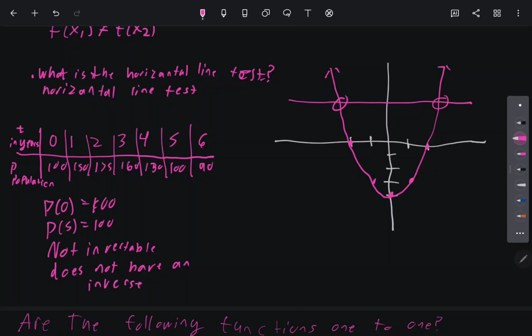Continuing on, this graph of the parabola that we have, we use the horizontal line test, and we'll see again that it intersects the curve at more than one point, if my pen wants to draw it. So no, this does not have an inverse.